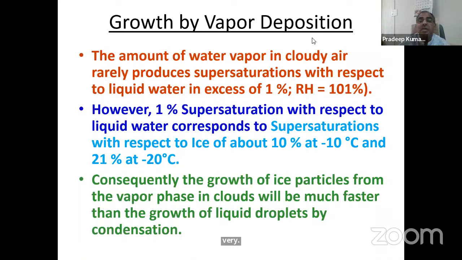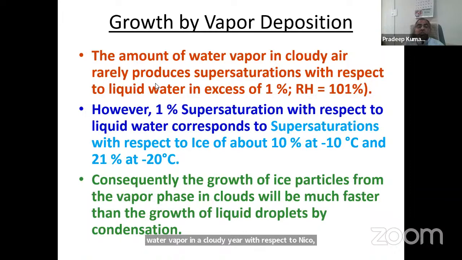So you can look at the growth of ice crystal by vapor deposition. Now the amount of water vapor in cloudy air with respect to liquid water will not produce a supersaturation in excess of 1%. So you can maximum expect around 101% relative humidity with respect to liquid water inside a cloud. However, if you take a 1% supersaturation with respect to liquid water at minus 10 degrees Celsius, then it will be supersaturated with respect to ice by about 10%.